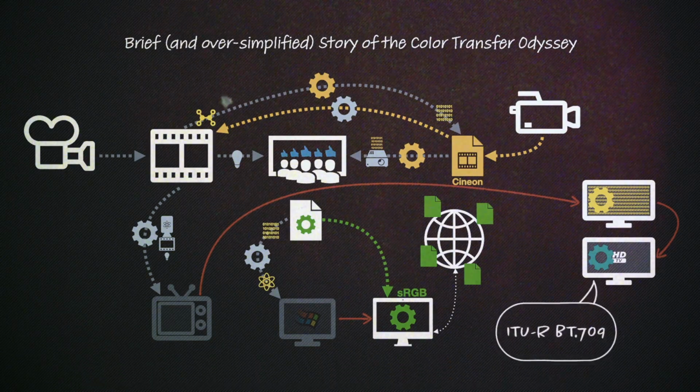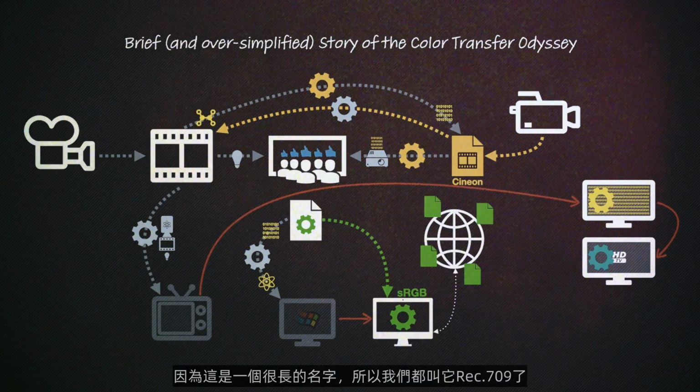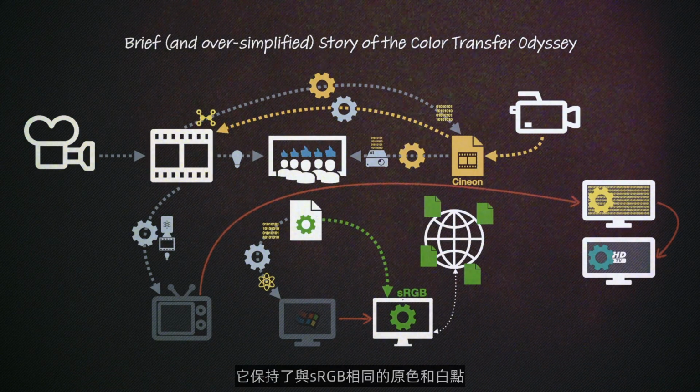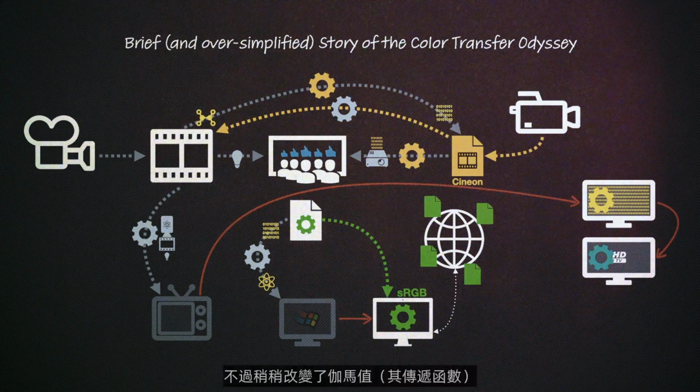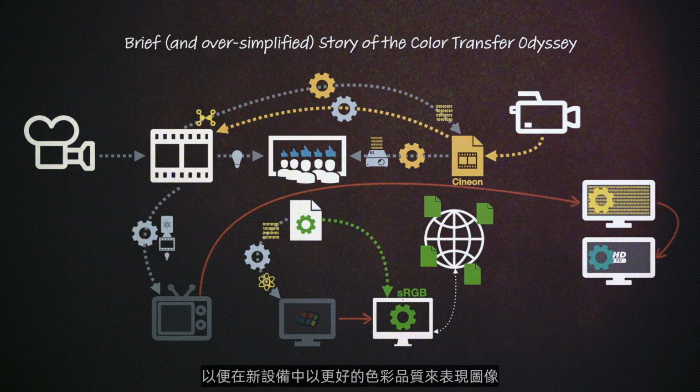BT.709. That's a long name. Let's just call it Rec 709. It maintains the same primaries and white point of the sRGB, but changing slightly the gamma, its transfer function, to represent the images with a better color quality in these new devices.